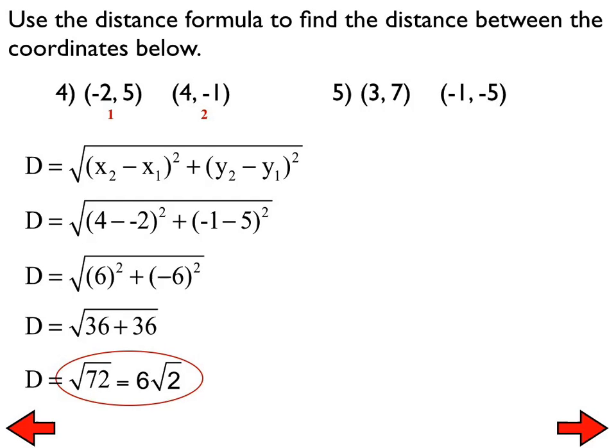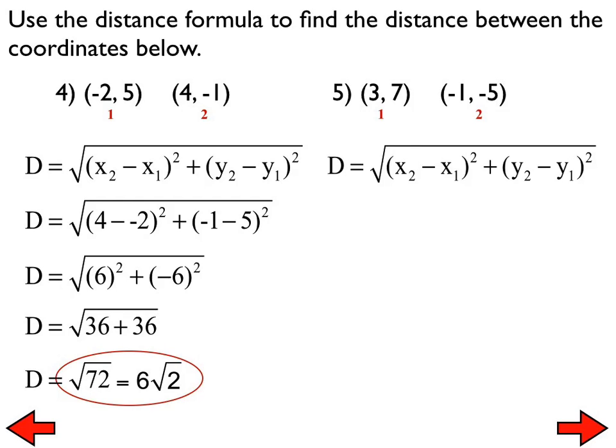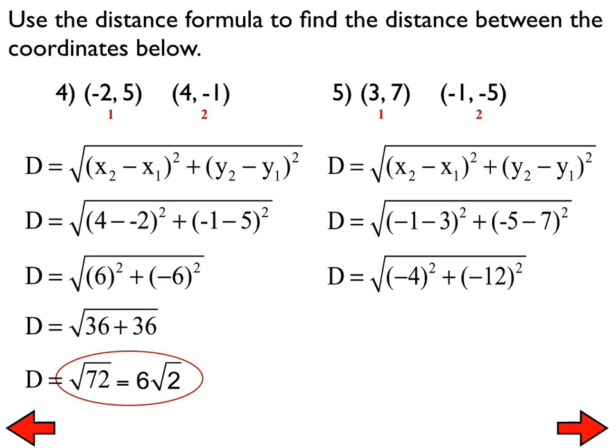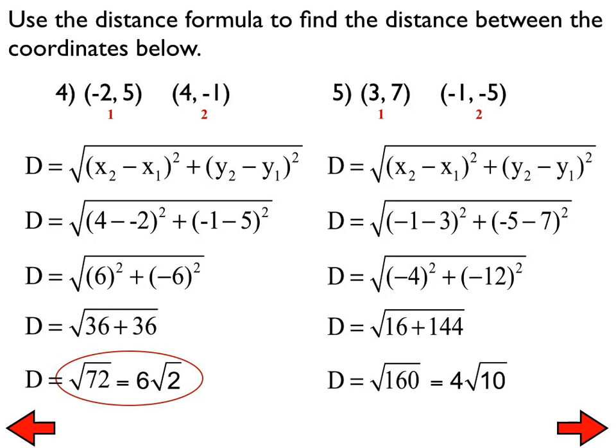Number 5, same idea. Substitute our values in. Do a little bit of simplifying. And continue simplifying. We end up with the square root of 160. And I know that that can be simplified. That is 4 square roots of 10. Any questions about any of the problems in 2 through 5?